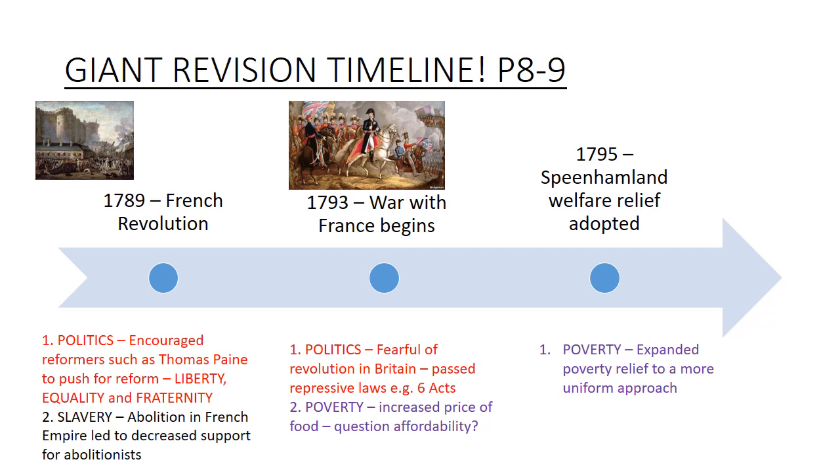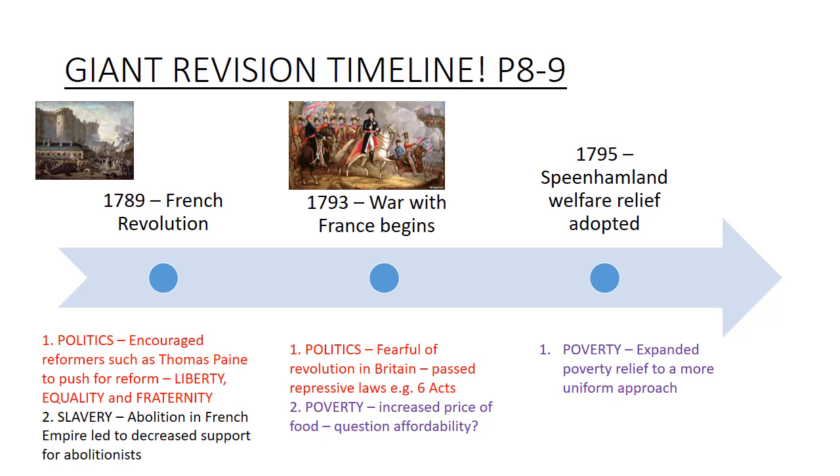The other impact it had was on the poverty unit. As soon as that war began, Napoleon's navy blockaded the UK and stopped imports of food, which led to an increasing price of food, and people began to question how can we possibly afford to provide all this poor relief. It obviously led to an increase in poverty, etc. So those were the main 2 impacts of that.